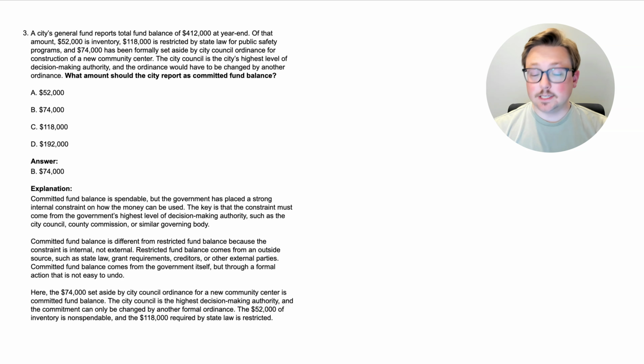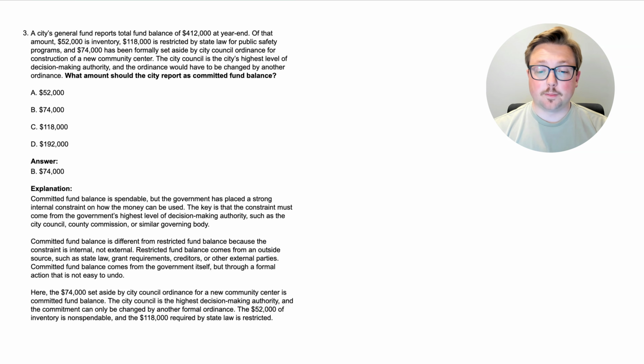Committed fund balance is spendable, just like restricted, but the government has placed a strong internal constraint on how the money can be used. The key is that the constraint must come from the government's highest level of decision-making authority, such as the City Council, County Commission, or a similar governing body. Committed fund balance is different from restricted fund balance because the constraint is internal, not external.